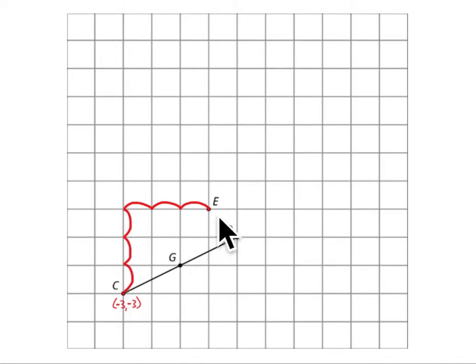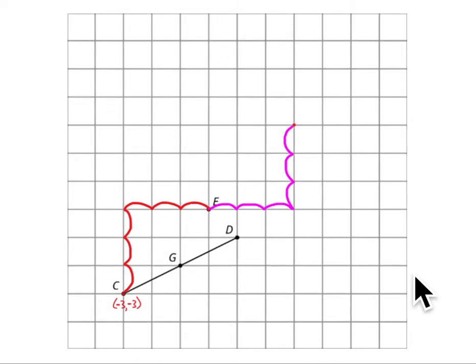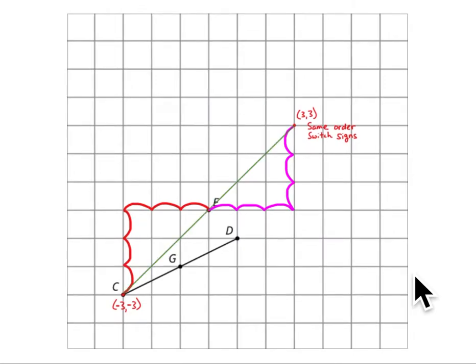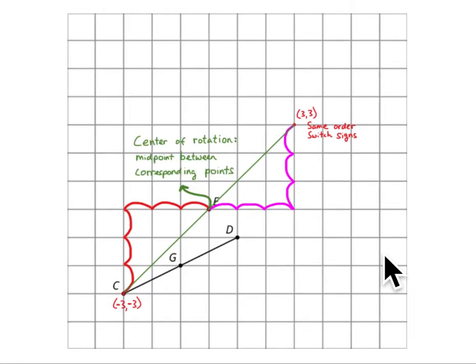If I want to find the point that's a 180 degree rotation of C, I'm going to keep the coordinates in the same order, but change both their signs. So it's going to be positive 3, positive 3. So it's 3 to the right and 3 up. Same order, but you switch the signs. And notice that E, the center of rotation, is the midpoint between C and C prime up here. So the midpoint is the center of rotation for a 180 degree rotation. Center of rotation, midpoint between the corresponding points.